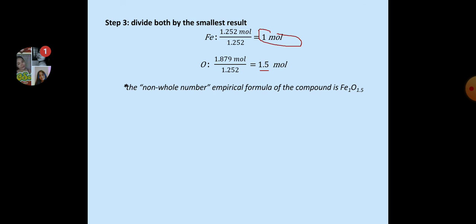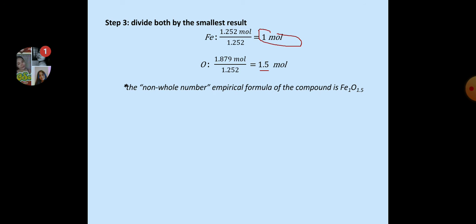You can try sa calculator nyo. Siguro baka may konting difference. Hindi yan saktong 1.5. Pero again, nagra-round ka. Nearest hundredths siguro, pwede mo nang i-round. So, since hanggang step 4 sana tayo kung whole number itong dalawa. Pero Fe lang yung whole number, which is 1. Oxygen is 1.5. So, hindi natatapos dyan yung ating solution.